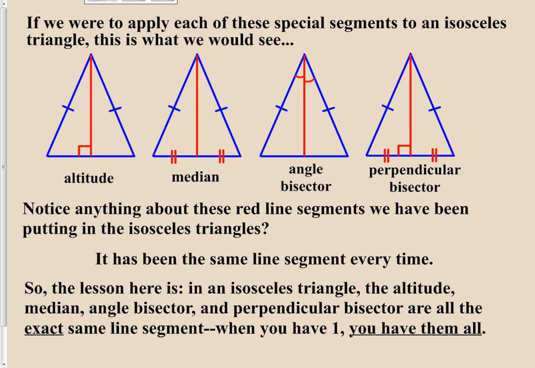So in an isosceles triangle, if you can find the properties of one of these segments, then you automatically apply all of the properties from all four of these segments. Okay?